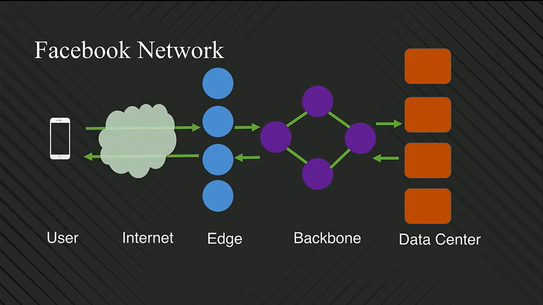So when a user visits our service, the request is first routed to the nearest edge network point. If it can serve the request, a response will be returned right away. Otherwise, the request will be forwarded through our backbone to a data center. The data center processes the request and generates a response back to the user. So today, I will talk about our edge network.